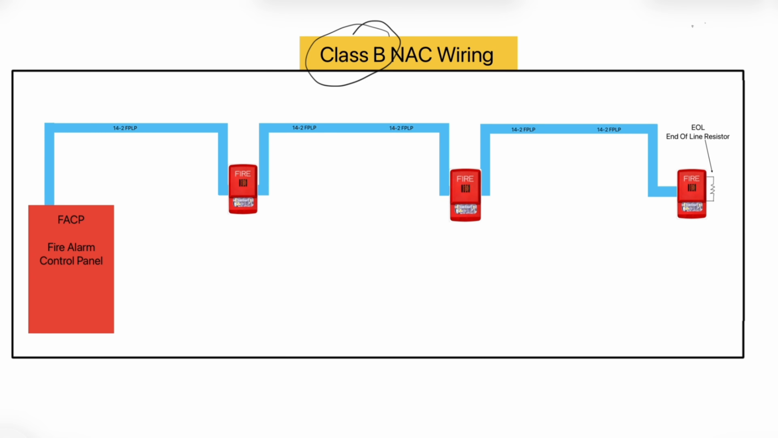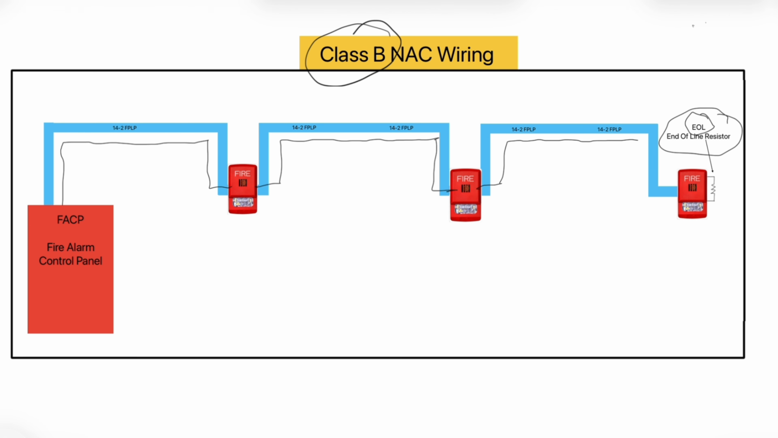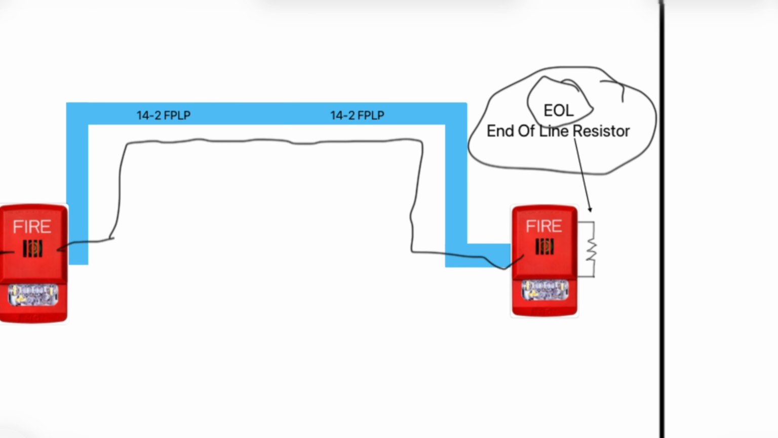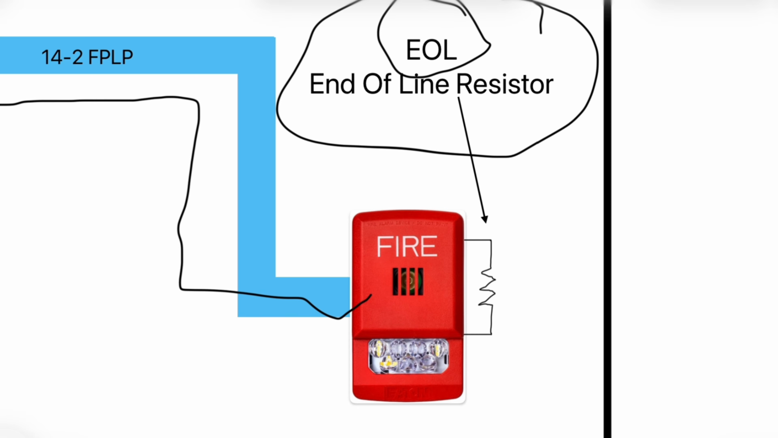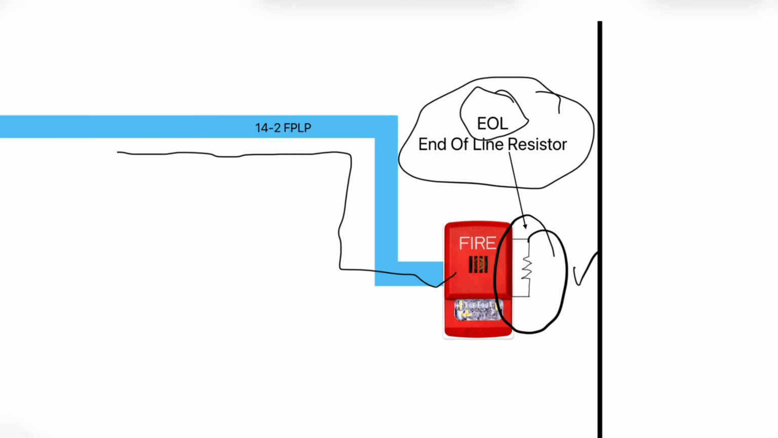A Class B circuit uses an end-of-line resistor, also known as EOL for short. This cable goes in and out of the NAC devices on its circuit until it reaches the last device, which is considered the end-of-line NAC device, because this is where the end-of-line resistor gets landed. The last device on this type of NAC circuit is the only device that needs an end-of-line resistor.